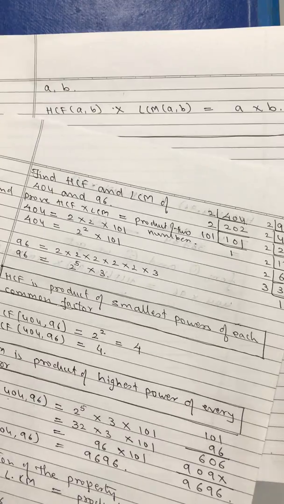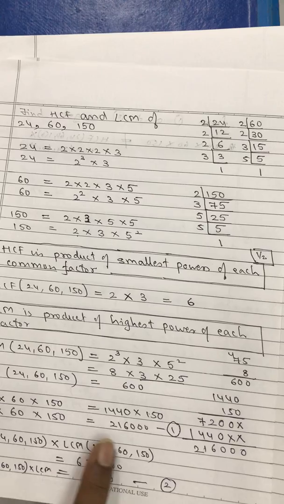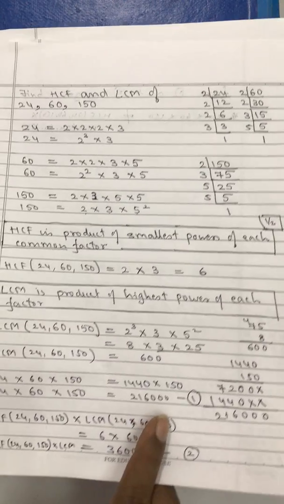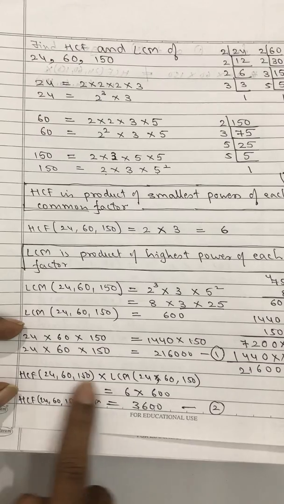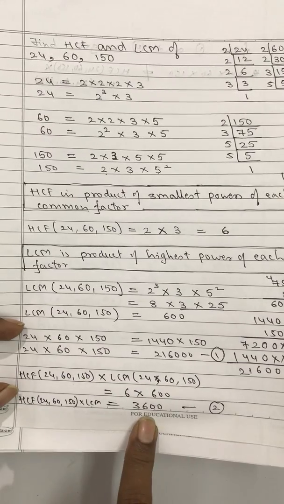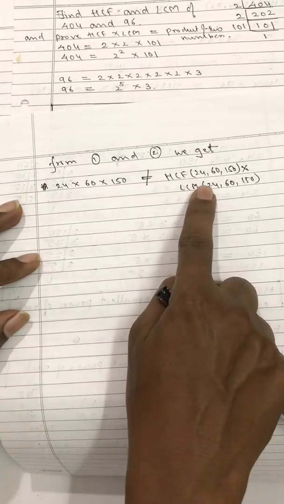That we did over here, we had got three numbers and then we found the product of the three numbers. We got it as 21600, and then we found the product of HCF and LCM of the numbers, and it was found to be something else. It was 3600, and then we will bring it to notice that this is not equal, and that's why the rule is not applicable.